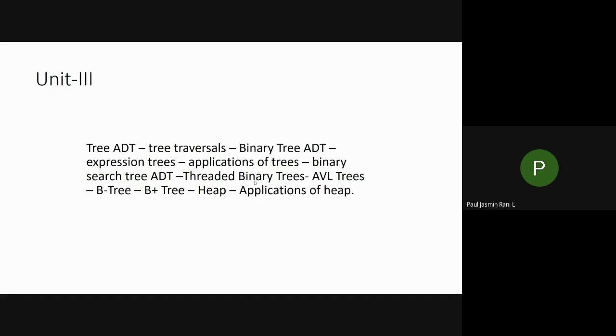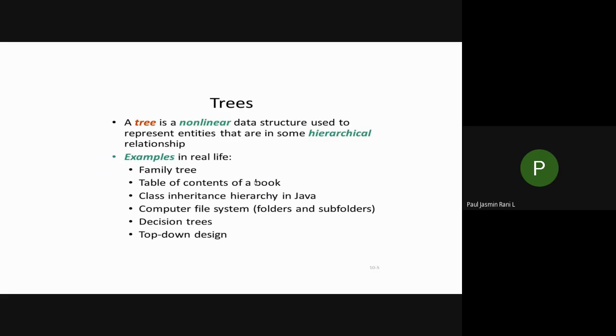I'm also going to explain one small code: how the nodes are created and how we are going to store one element in a node. You are going to see that in today's class. So first, let's start with our first topic. The first one is the tree.